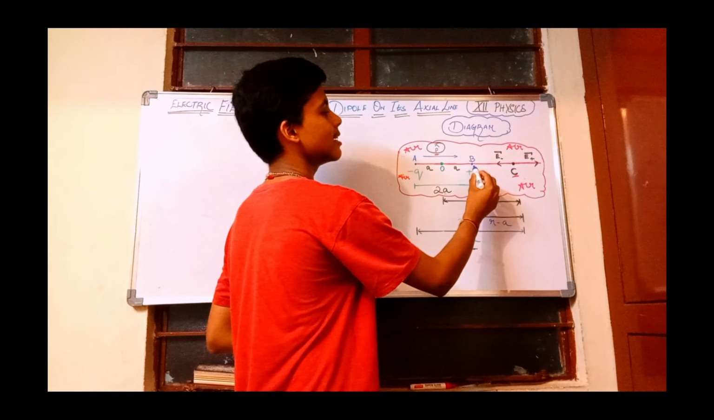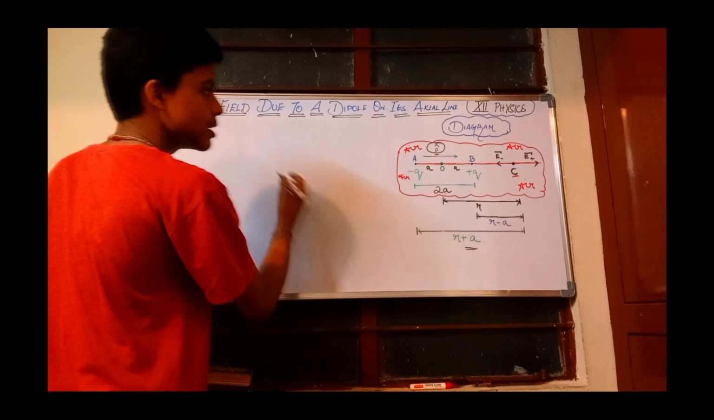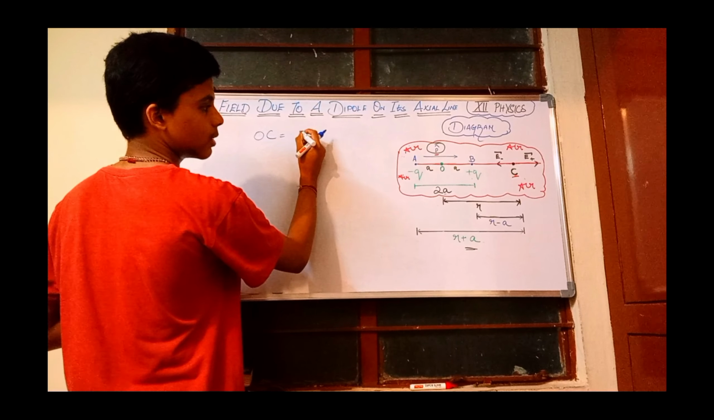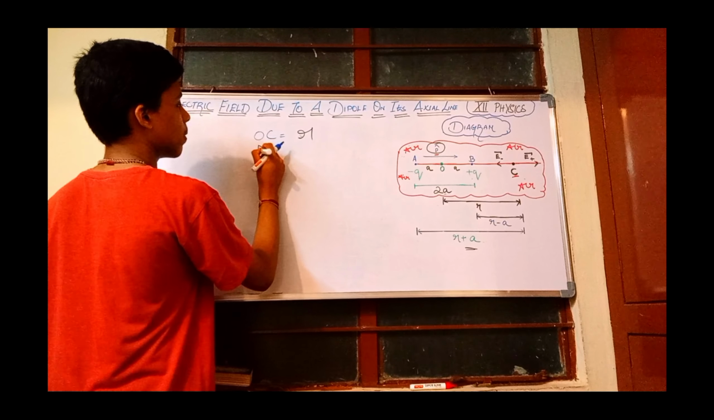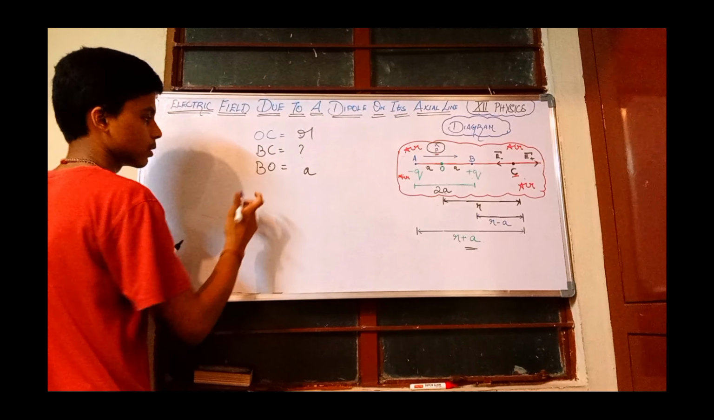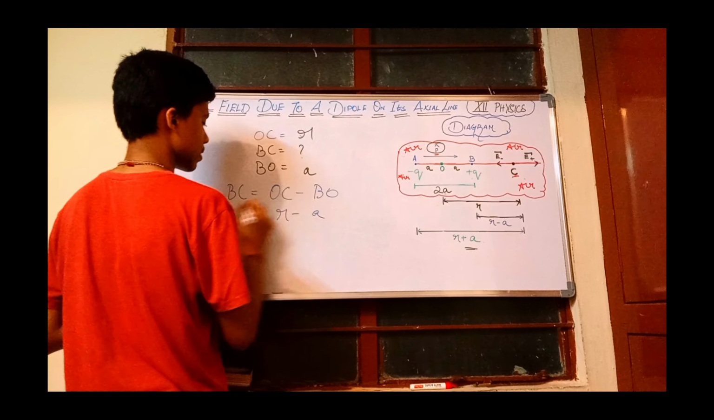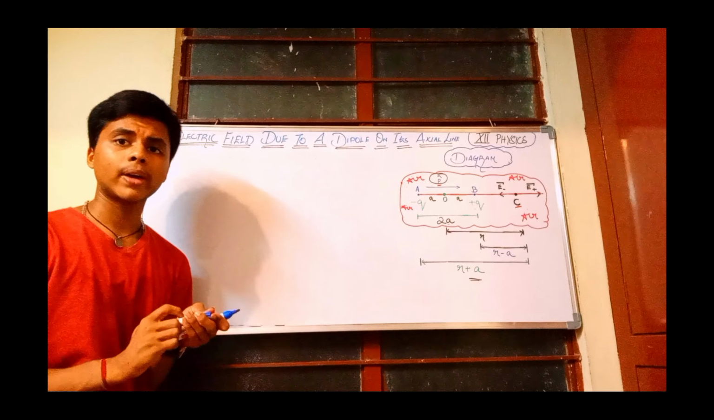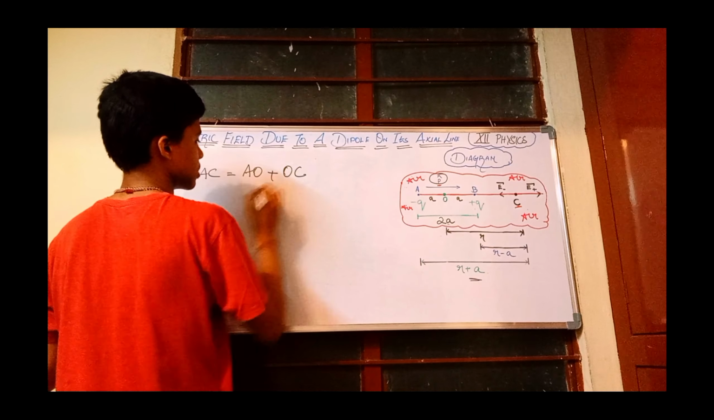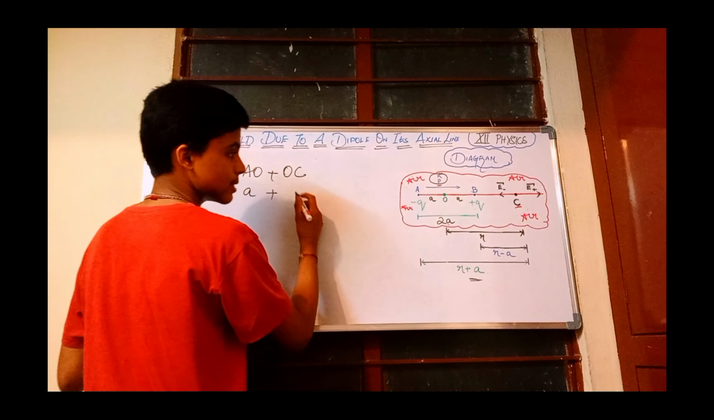I need to find the distance between B and C, as well as A and C. To find the distance between B and C, I'm going to use OC. I know OC is equal to r, and I know BO is a. So to find BC, I'm going to subtract OC minus BO, which is r minus a. BC is equal to r minus a. We are going to see about the distance AC. AC is nothing but AO plus OC. I know the distance of AO is a, plus OC, which I know is r.